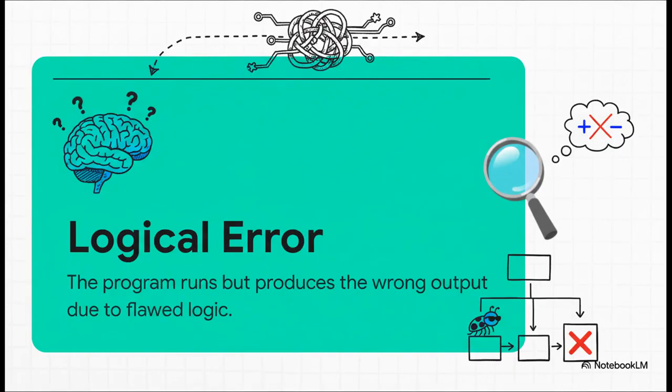And then there's the sneakiest, most devious one of all, the logical error. With this bug, the program runs perfectly. No crashes, no error messages, but it gives you the wrong answer. Maybe you told it to add when you meant to subtract. The computer did exactly what you told it to do, but what you told it to do was just plain wrong. These are by far the toughest bugs to find.